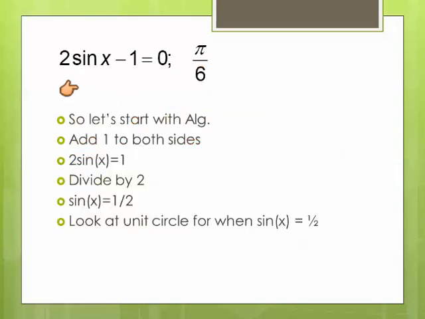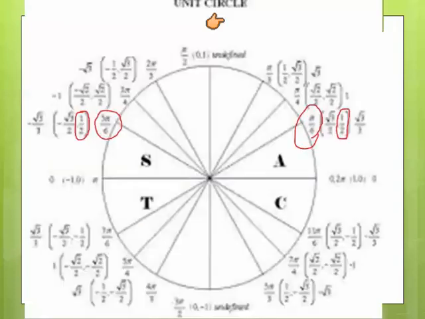Okay, so given something like this, 2 sine x minus 1 equals 0. What I like to start with is by looking at the algebra. If I add 1 to both sides of this equation, I get 2 sine x equals 1. If I divide by 2, I get sine x equals 1 half. Now that I've got sine x is equal to 1 half, I can go look at the unit circle.